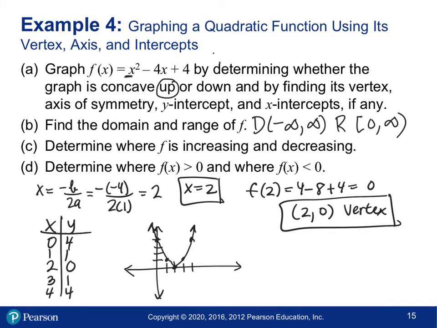Where is it increasing and decreasing? Well, the first part is decreasing because remember you're going left to right. So from negative infinity to an x value of 2, it's decreasing. It is increasing from 2 to infinity.